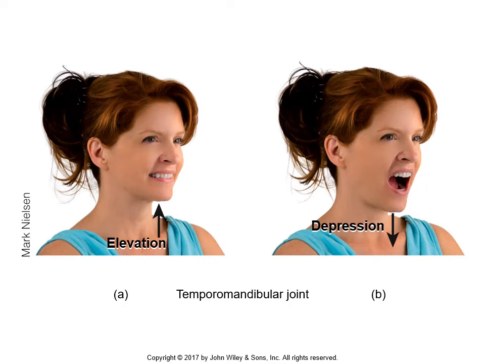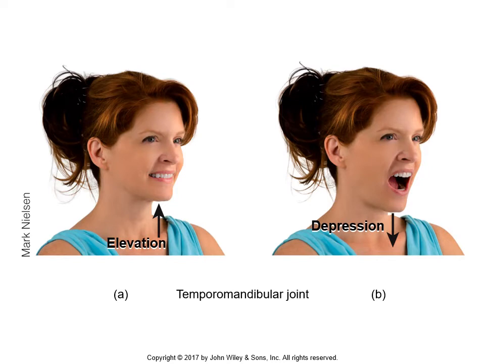Certain joints, certain bones can elevate and depress, or they can rise up and pull down. For instance, the mandible. The mandible can elevate and depress. When you chew food, when you talk, it's just constant elevation and depression. As you close your mouth, that's elevation of the mandible. As you open your mouth, that's depression of the mandible.